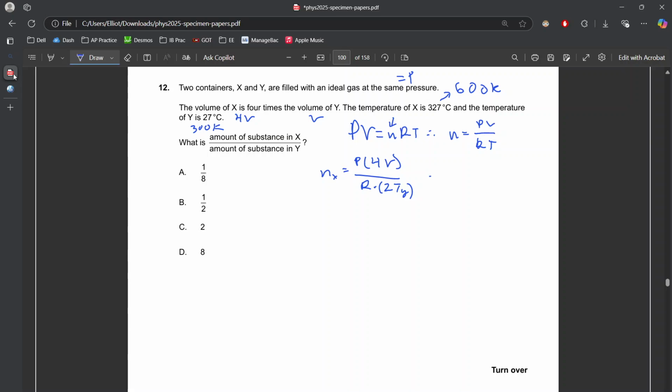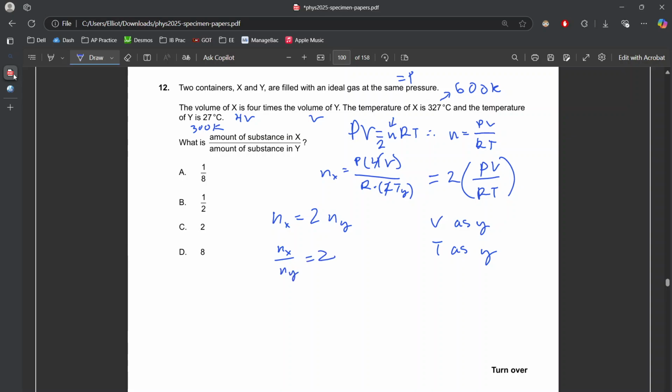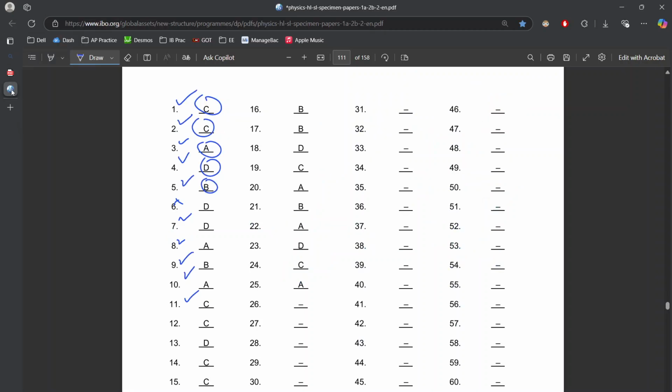And then, if we simplify, this will just be 2. So this is going to be 2 times PV over RT, right? Well, if you look at this, remember, we defined V as the volume of Y and T as the temperature of Y. So Nx is actually going to be equal to 2 times the N of Y, which means if we want to know this, then N sub X divided by N sub Y is equal to 2, which is answer choice C, which is the correct answer.